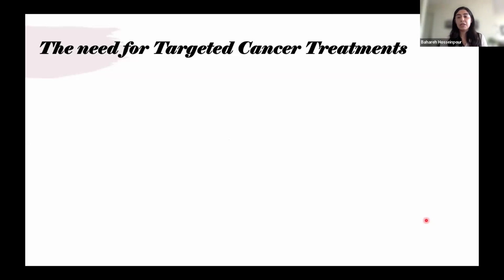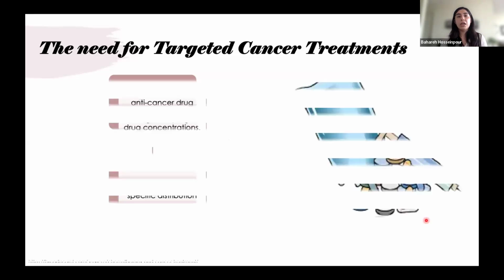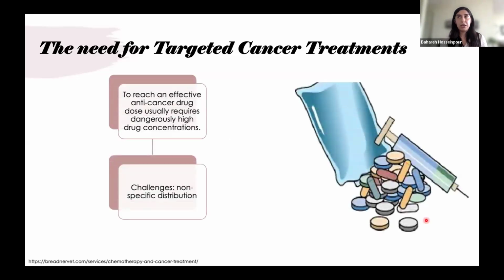So, for example, in chemotherapy, we have to apply a drug, sometimes almost double the dose of the drug for the patient, in order to make sure that the drug can reach the target site. So this may cause organ failure in the future for the patient.